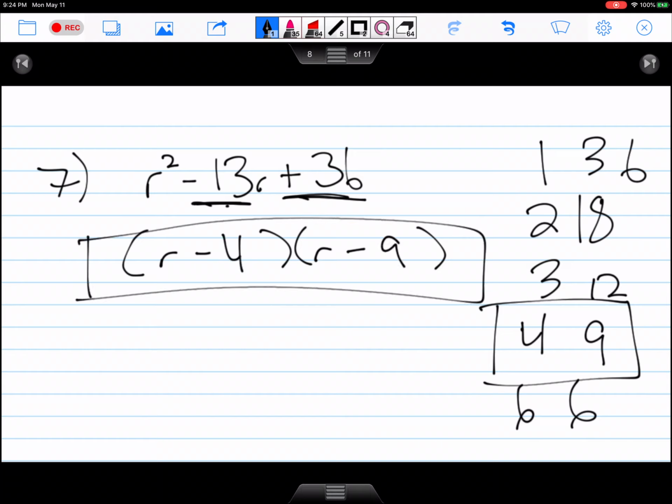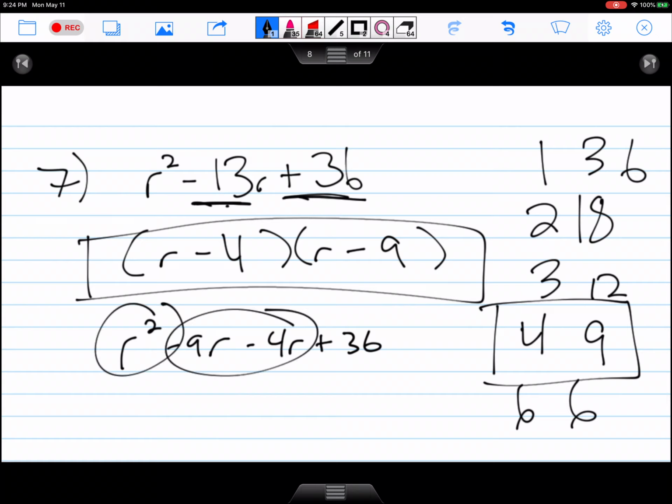Let's check it, friends. R times R is R squared minus 9R minus 4R plus 36. Check. -13R, check. 36, check. My binomial makes that trinomial.